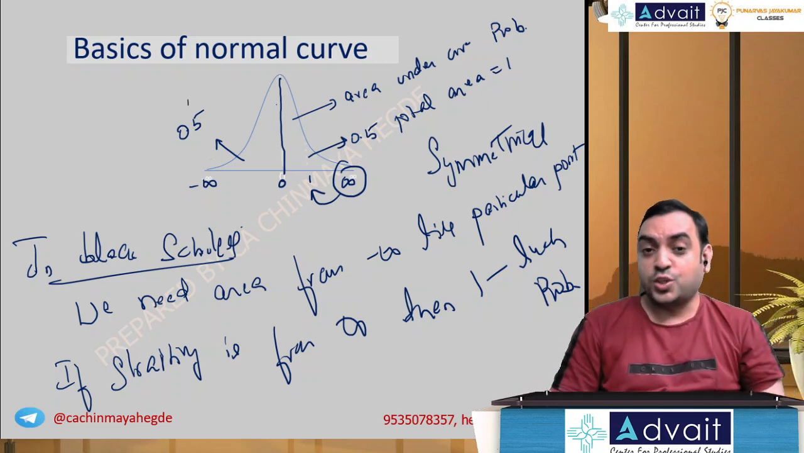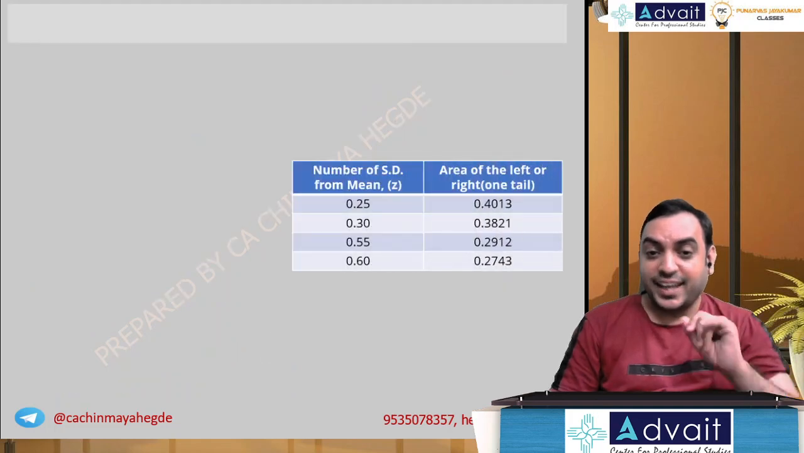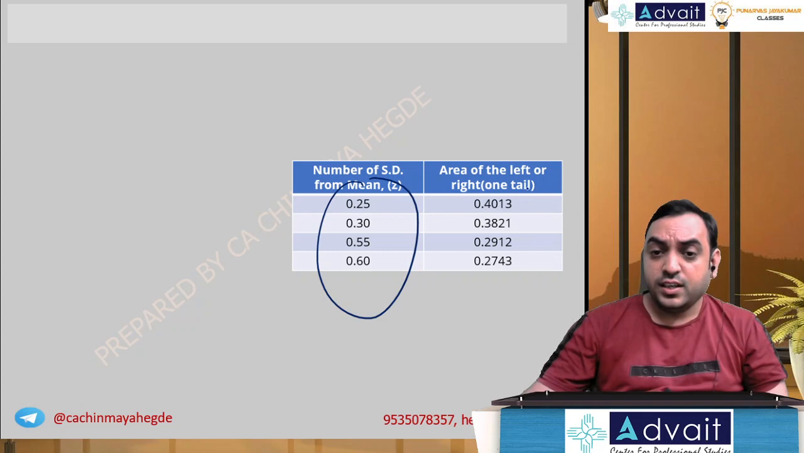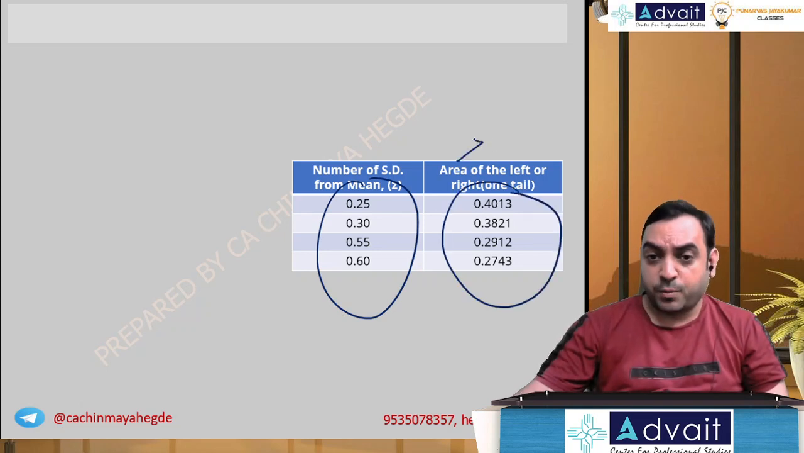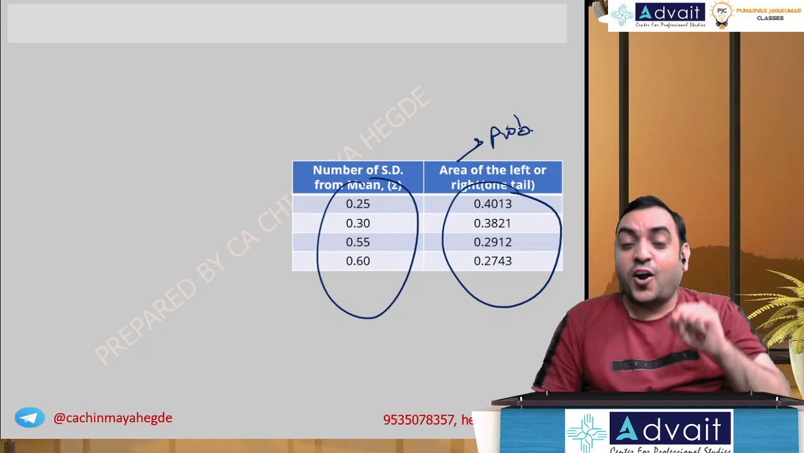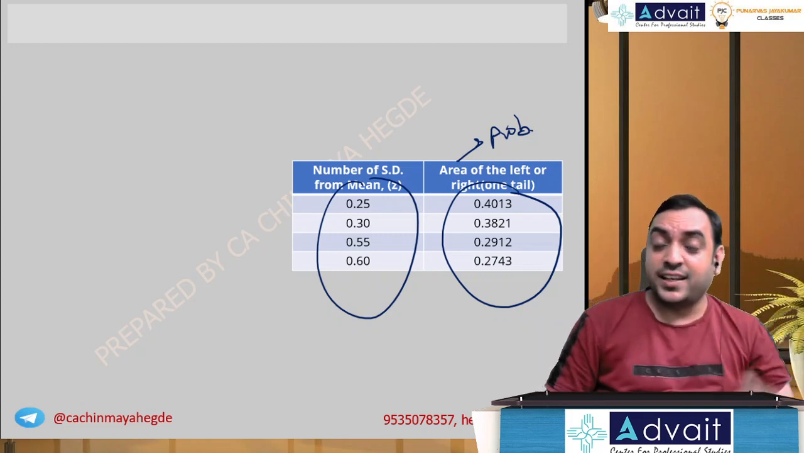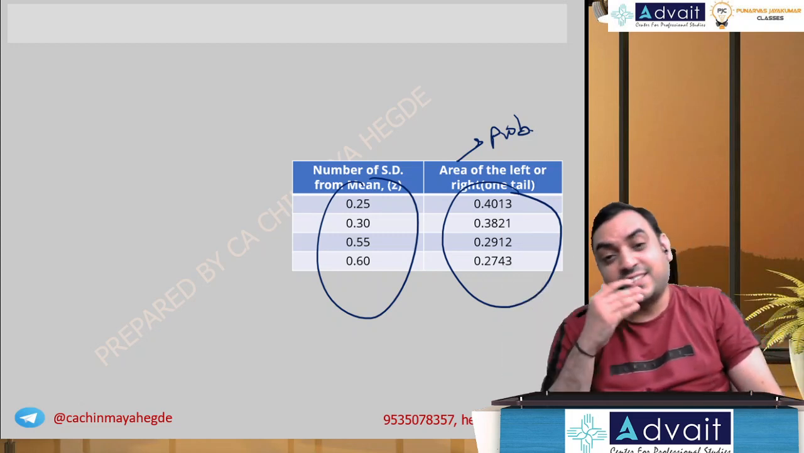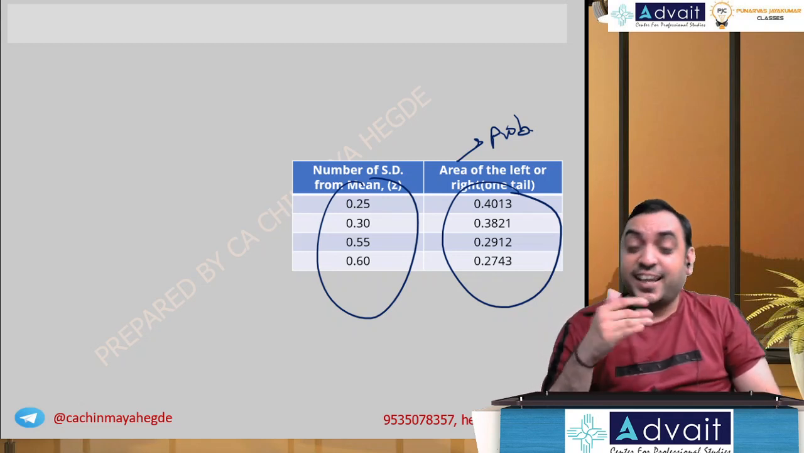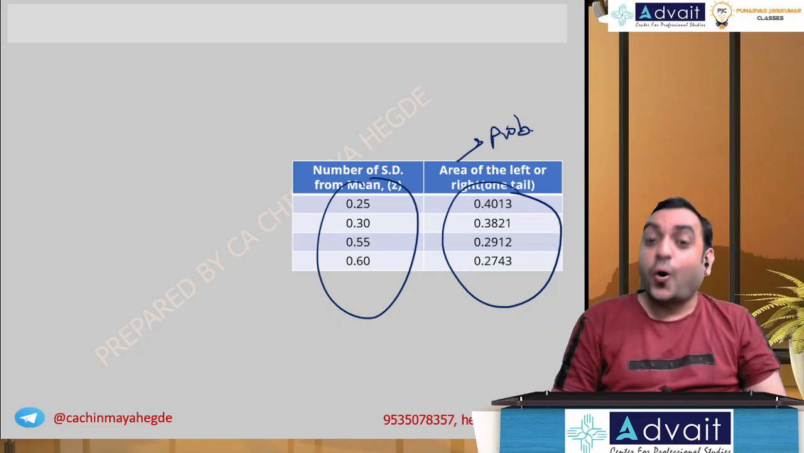One more interesting situation will happen. I'll tell you now. Take a look at this. They have given this z value, then they have given this area. Area means probability. Now, they're very tricky. They're not telling whether you are starting from minus infinity or starting from plus infinity. They're very clever. In that case, you have to identify. How do you identify it?